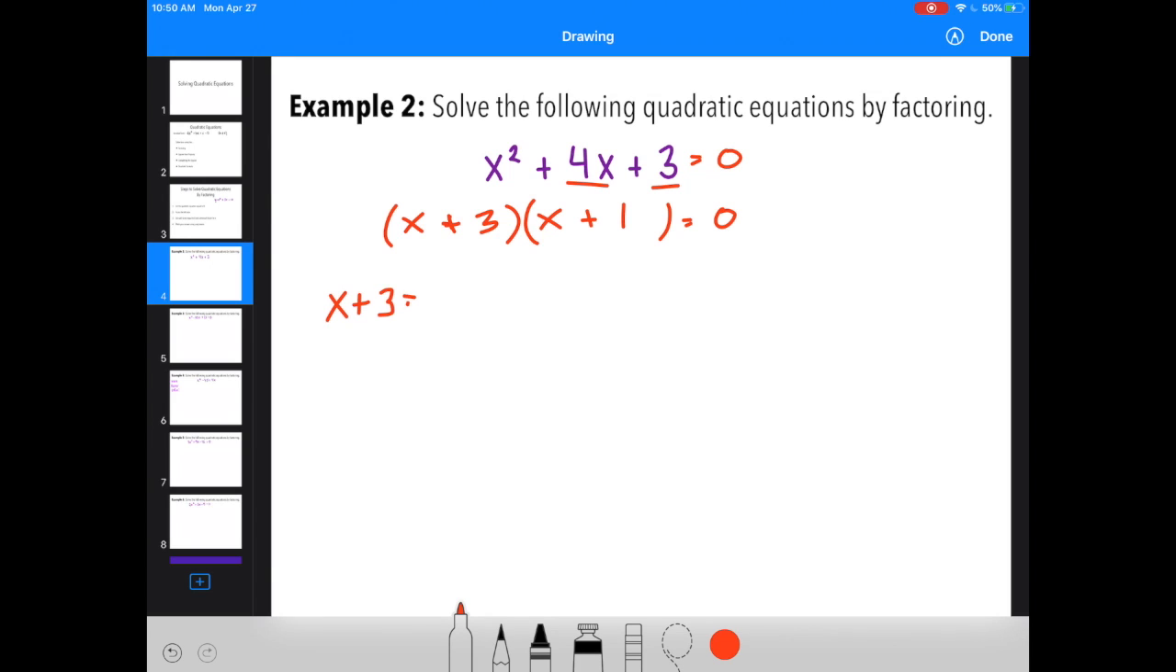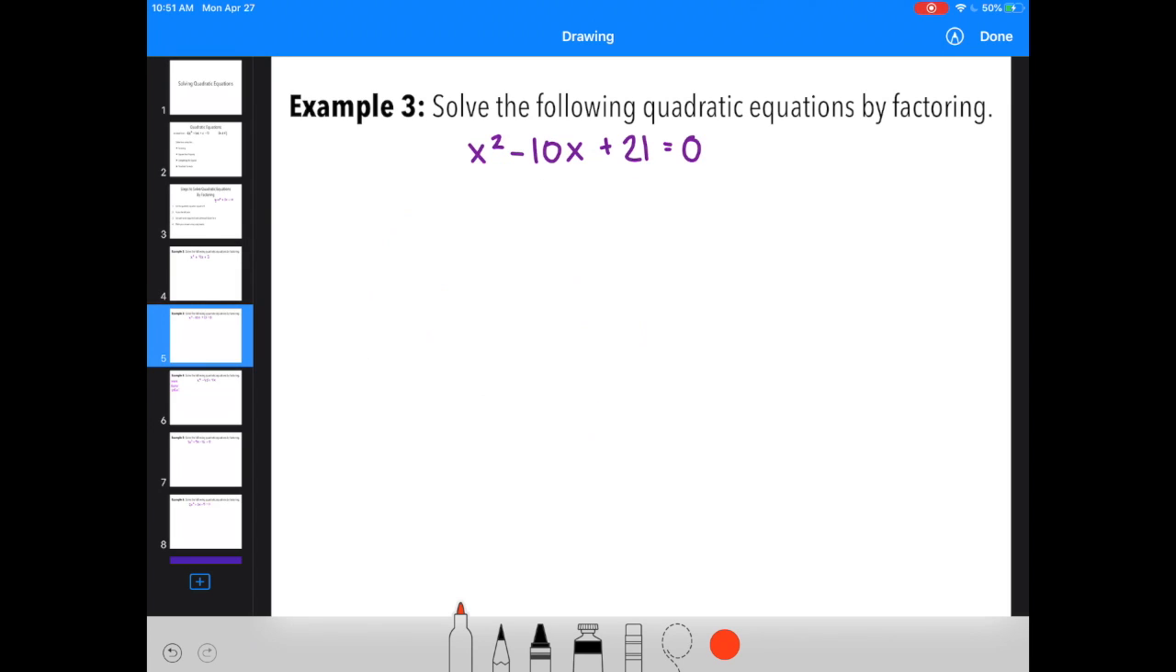Now that I have that broken up, I'm going to separate out my parentheses. x plus 3 equals 0, x plus 1 equals 0, and solve for x. So x is equal to -3, x is equal to -1. I cannot leave it like this. I have to write it in my curly brackets. So my answer is -3, comma, -1. There we have it. Let's do another example.